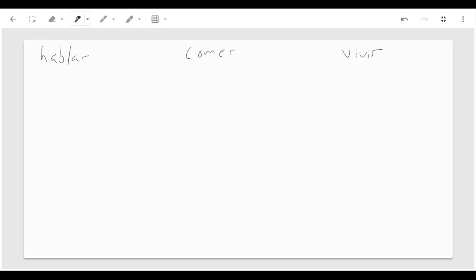So the first thing that we have to do is recognize the two parts of the verb. We have our stem, which is everything up until our endings, and then we have our endings. So in this case, our endings are the AR, the ER, and the IR here.